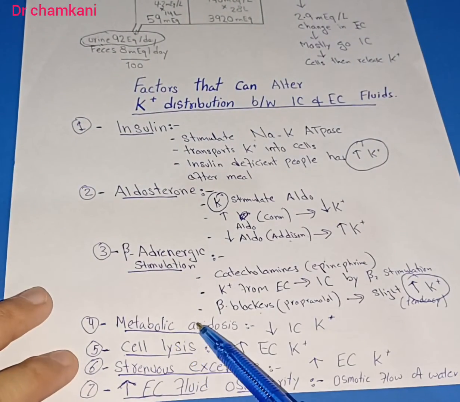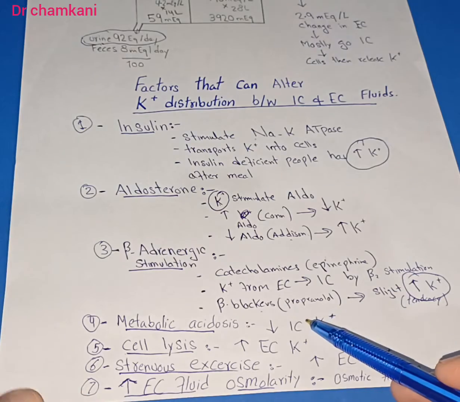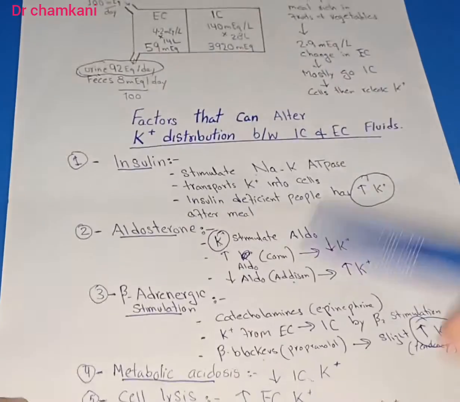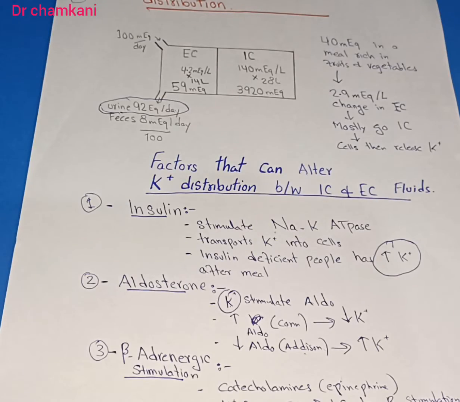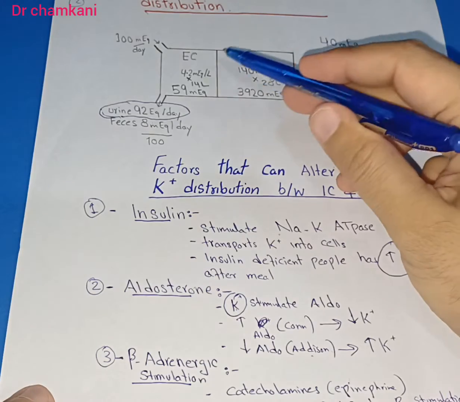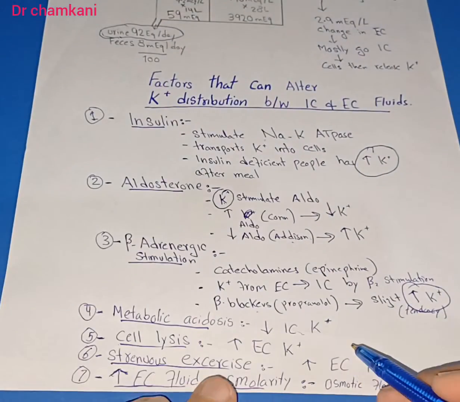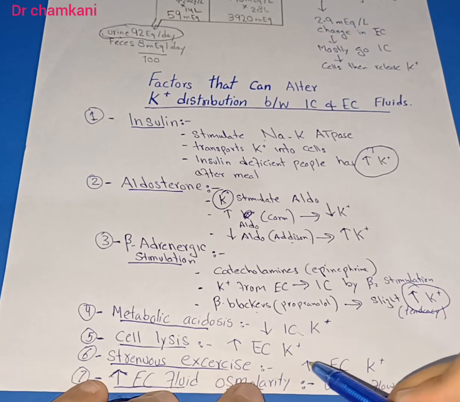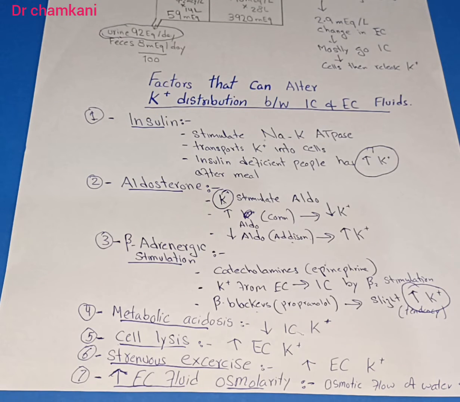Insulin, aldosterone, and beta-adrenergic stimulation can affect the potassium distribution. So can metabolic acidosis. Metabolic acidosis is when the pH of the plasma falls below 7.35, and this will decrease intracellular potassium. If cell lysis occurs, in a lot of conditions like chemotherapy or in some malignancies, the potassium inside the cells will go out, and it will lead to increased extracellular potassium. Then exercise can also lead to increased extracellular potassium for some time, a limited amount of increase.